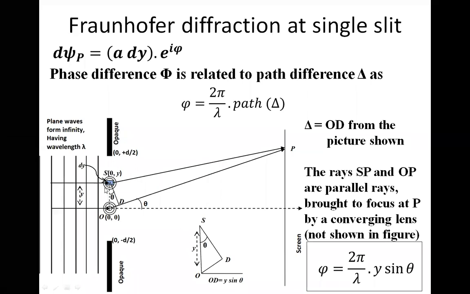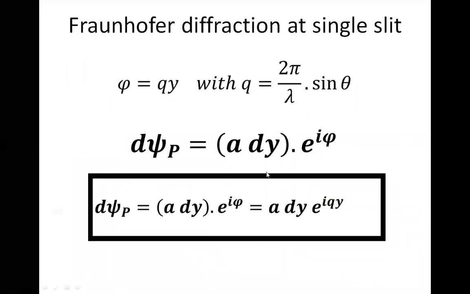Right, this right angle triangle I have taken, and from this right angle triangle, I want to calculate OD. Just take sin theta equal to opposite, OD by y, or in other words, OD equals y sin theta. So this is the path difference created, and this path difference I am going to substitute, and I'll continue that in the next class. Just I'll show you the expression.